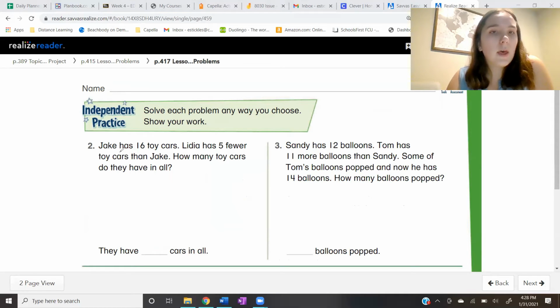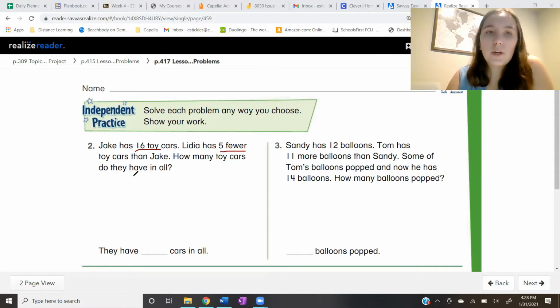Show your work. Number 2, Jake has 16 toy cars. Lydia has 5 fewer toy cars than Jake. Remember, fewer means less. So she has 5 less cars than Jake. How many toy cars do they have in all?